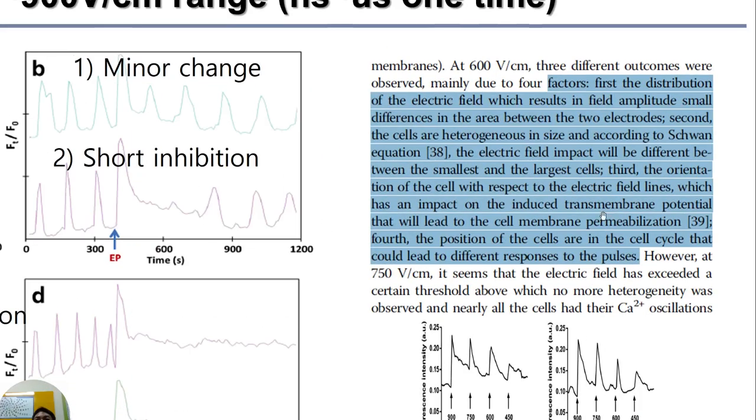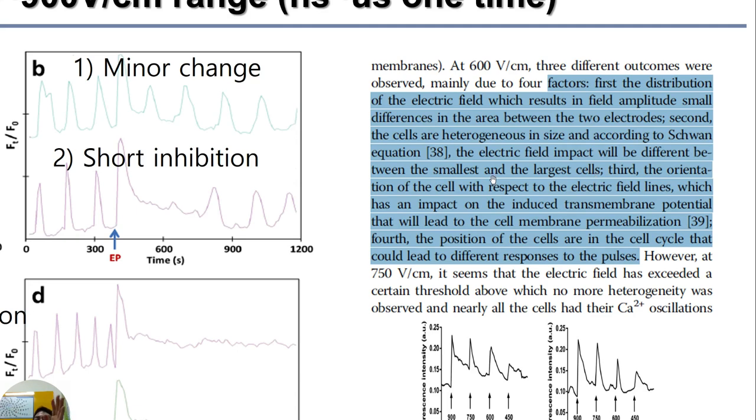And here they say that, first, the distribution of the electric field results in small differences in field amplitude in the area between the two electrodes. So they want to know why this oscillation change happened under ES at 600 volts per centimeter. When you induce electricity, you always have to add two electrodes, one plus, one minus. Second, the cells are heterogeneous in size, and according to the Jung-Hwan equation, the electric field impact will differ between the smallest and largest cell.